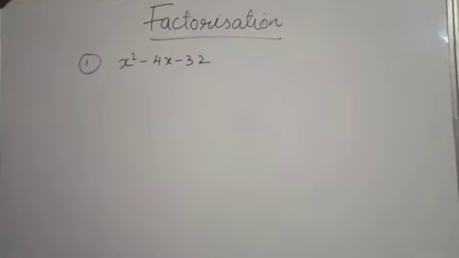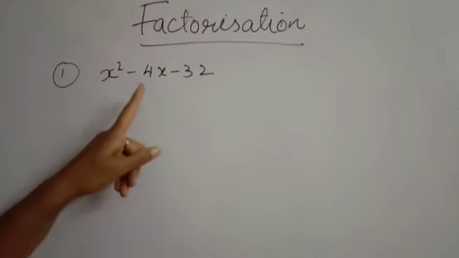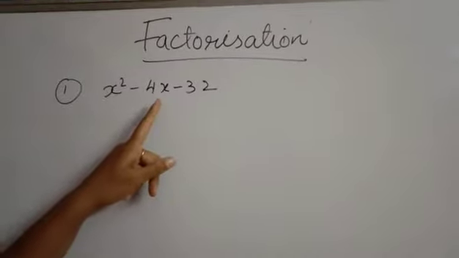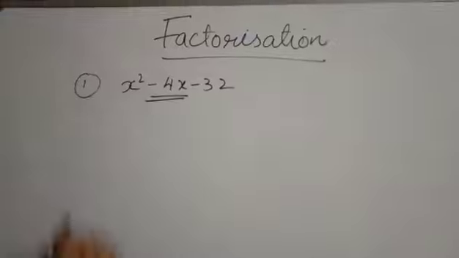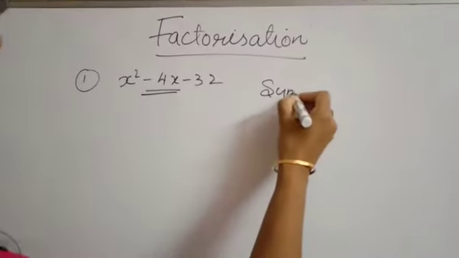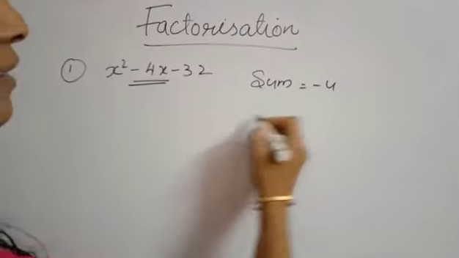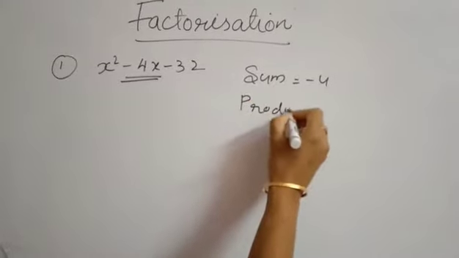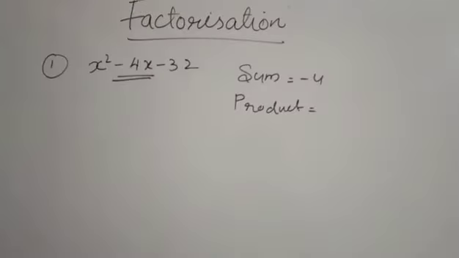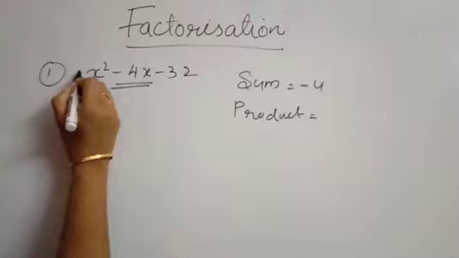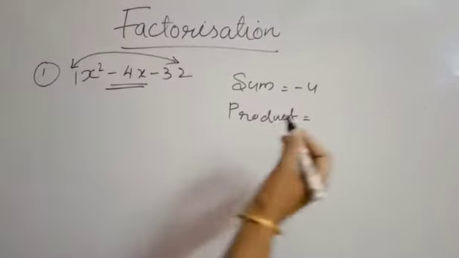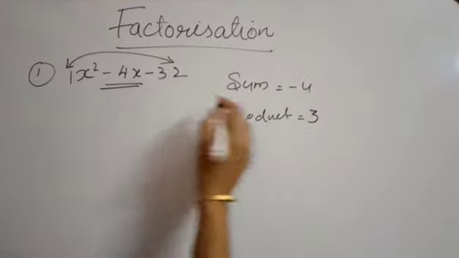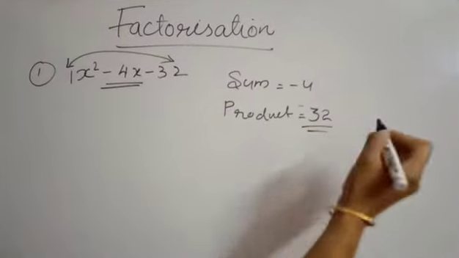As I have told you yesterday, first we need to see what the sum and the product are. The sum is the coefficient of the variable having the power 1. So here the sum is minus 4. And what's the product here? As I have told you, the product is the product of the coefficient of the second degree term and the last term. So 32 into 1, that is 32 itself. It is minus 32.